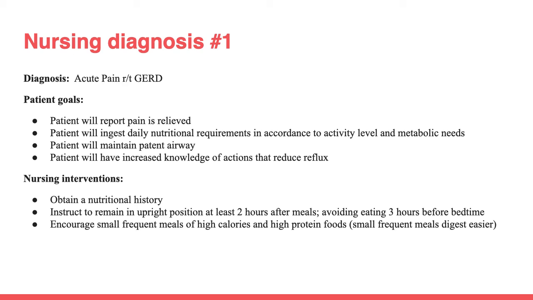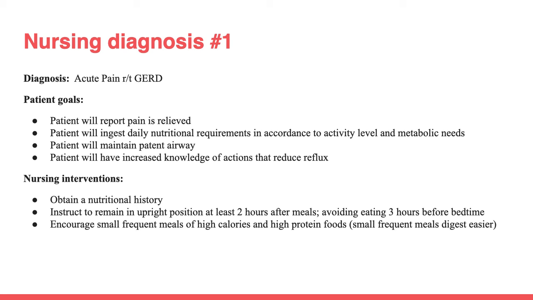So we have two nursing diagnoses for our patient. Our first diagnosis is acute pain related to GERD. And some of the patient goals that we're going to make for our patient is that she will report pain is relieved. She will ingest daily nutritional requirements in accordance to activity level and metabolic needs. And this is because obesity worsens GERD, and she has a BMI level of 32. So we want to get her on a good diet so that she can lose some weight and hopefully alleviate her symptoms. The patient will maintain a patent and clear airway.